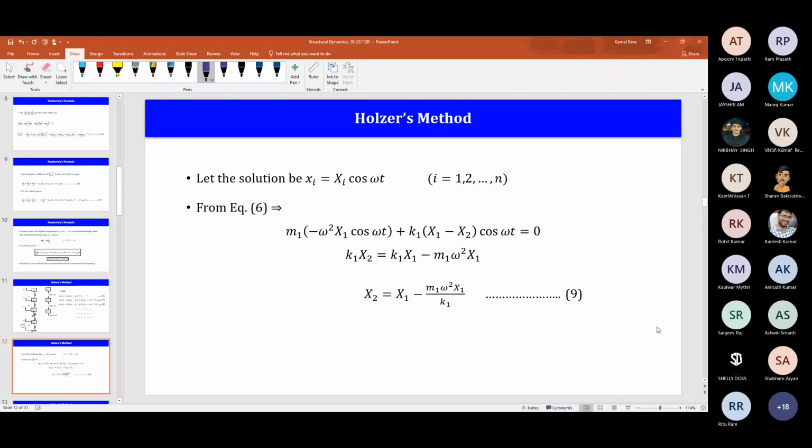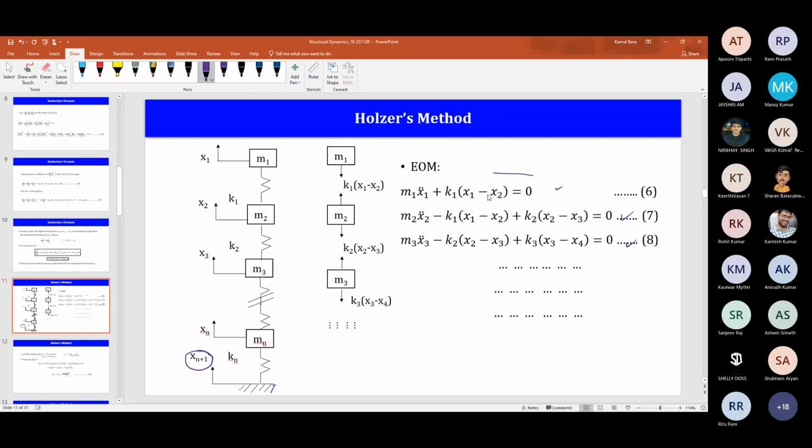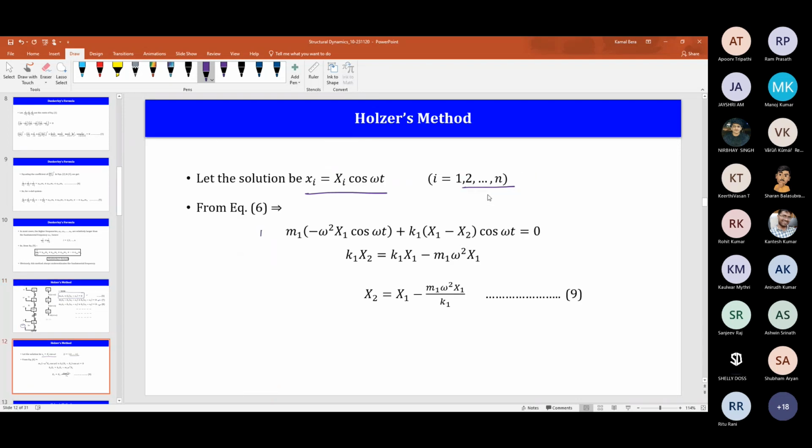If this is the solution, then I will substitute it. Xi, for i equal to 1 to n, are all harmonic solutions. Let's consider the first equation. If I substitute that, I'll get this. Then for simplification, I'll get x2 in terms of x1, where capital X is the amplitude. So x2 is equal to x1 minus this. Anybody has any issue in this?